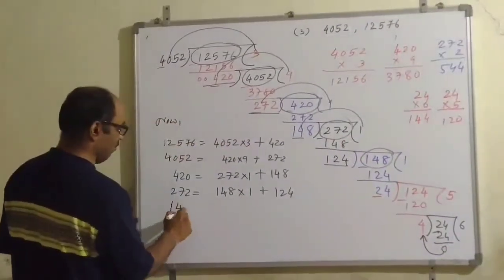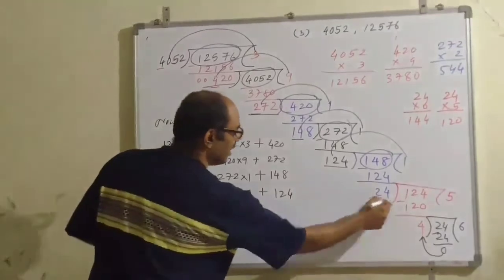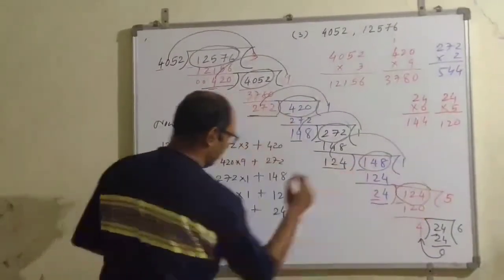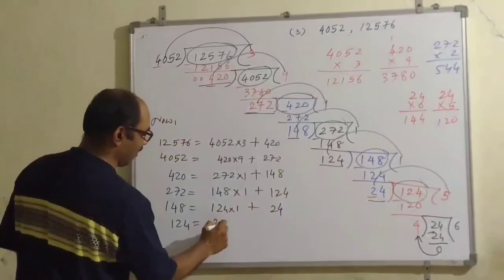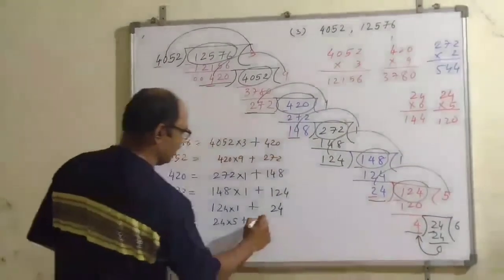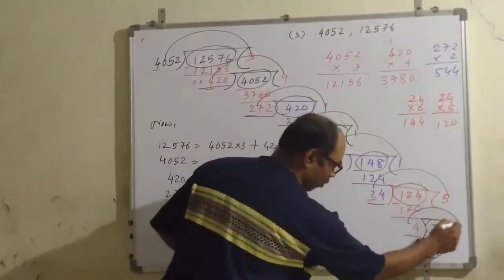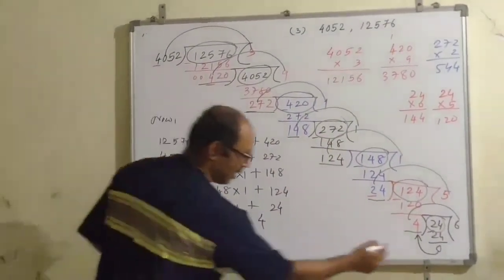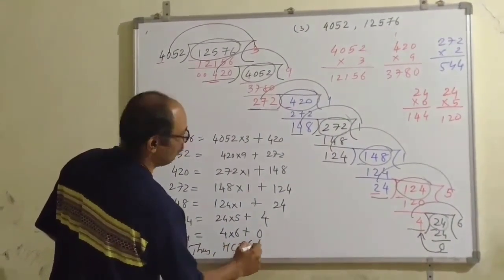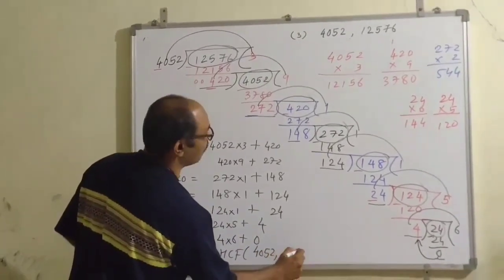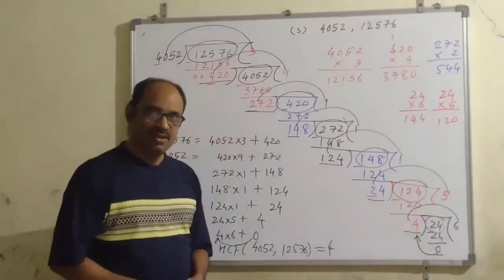Next division, 148 is divisor 124 into quotient 1 plus the remainder 24. Next division, 124 is equal to divisor 24 into quotient 5, 24 into 5 plus the remainder 4. And the last division, 24 is equal to divisor 4 into quotient 6, 4 into 6 plus the remainder 0. Thus, HCF of 4052 and 12,576 is equal to, what is that? 4. Got it, children? Sure.